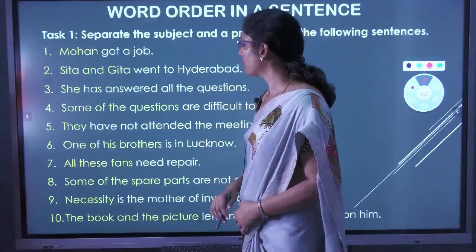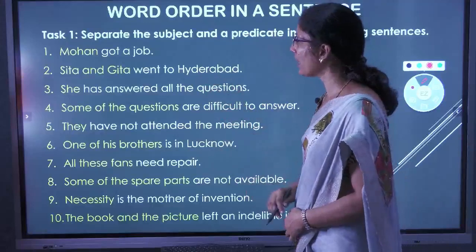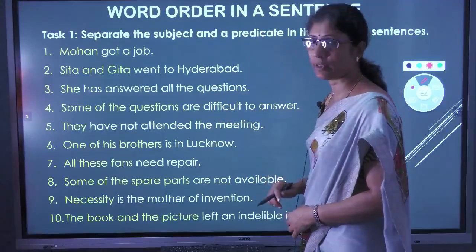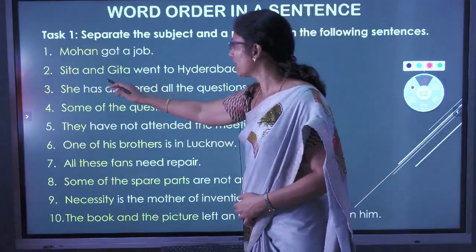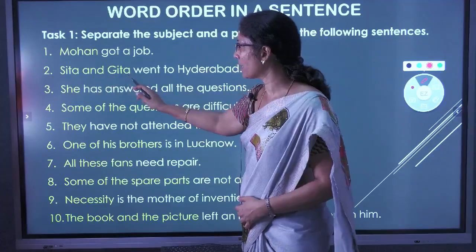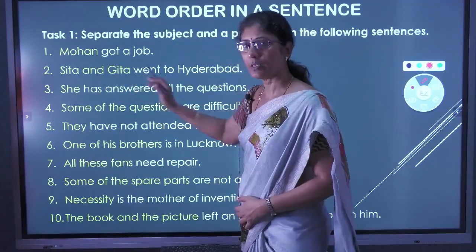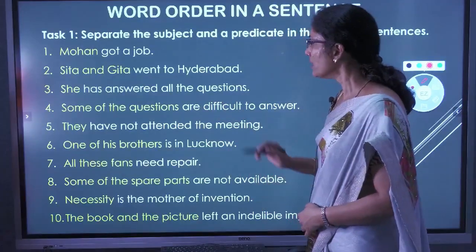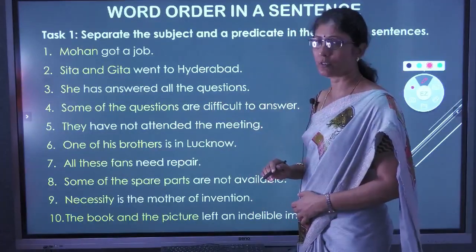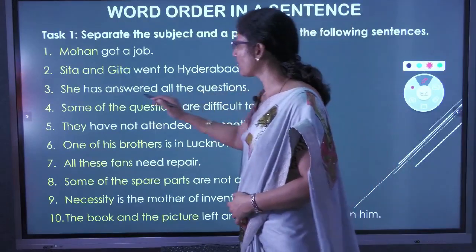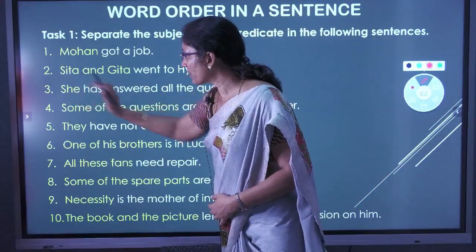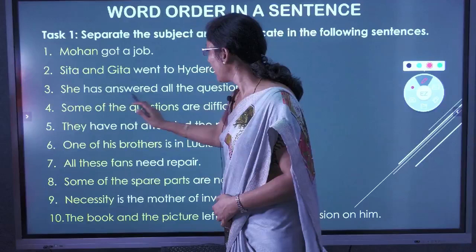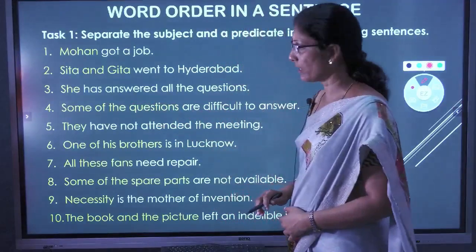Let us read the second sentence. Sita and Geeta went to Hyderabad. See, this sentence is talking about Sita and Geeta. So Sita and Geeta, it's a subject. Third one. She has answered all the questions. So this sentence is talking about the subject she. That's why it is she, and the remaining part is a predicate.